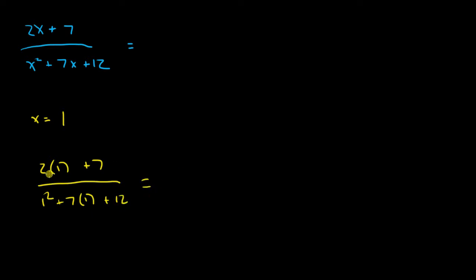And so 2 times 1 is 2, 2 plus 7 is 9. In the denominator we have 1 plus 7, which is 8. So those two make 8. 8 plus 12 makes 20. And we're left with 9/20. That's cool. What if x were something like negative 2?